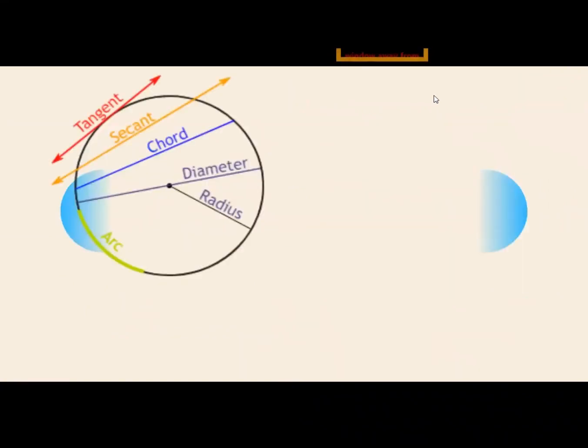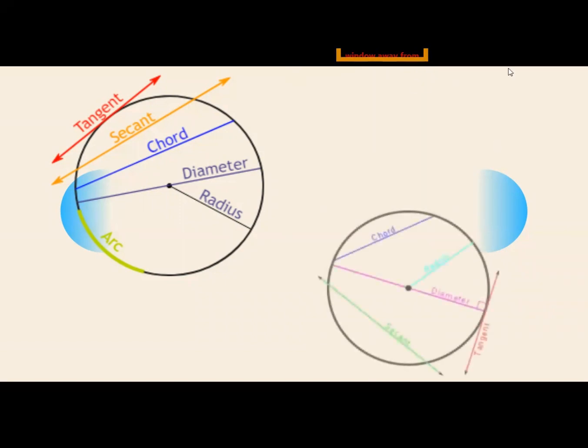Okay, so first, this is another very good picture of what all the stuff in a circle looks like: the tangent, the secant, the chord, the diameter, the radius, and the arc. These are all the pictures. If you want to have them all in one picture, you can do that. Here's another one that's a little bit messier, but it's colorful, so I like that. There's a chord, a radius, a diameter, a secant, and a tangent.